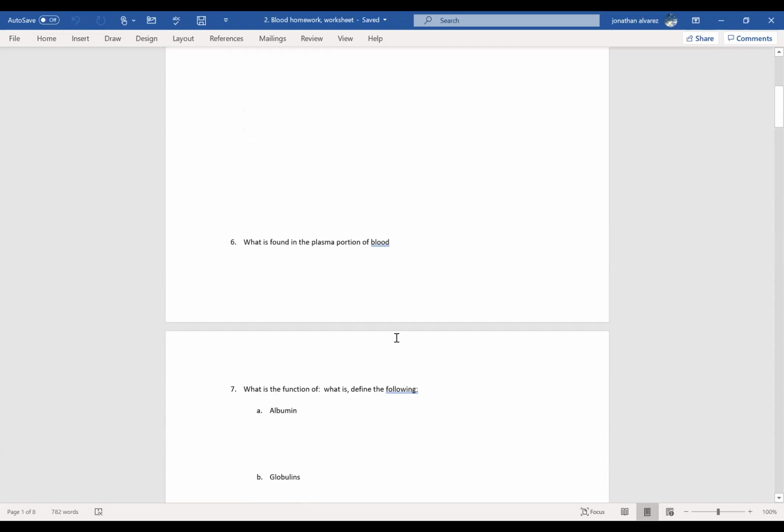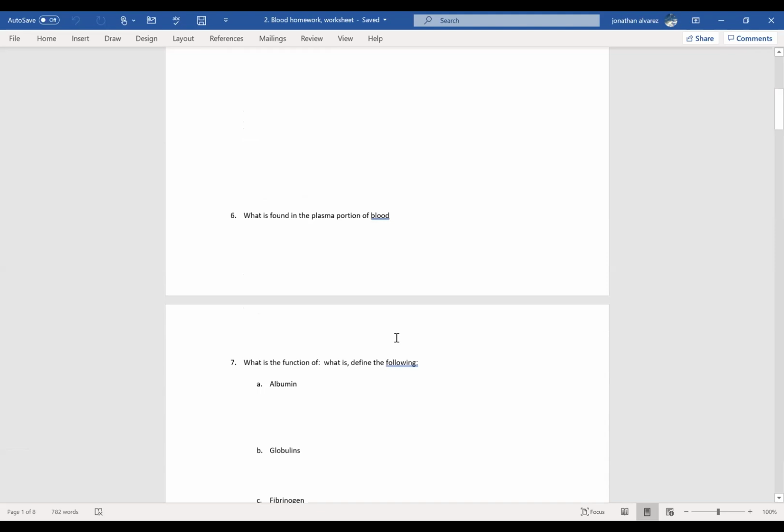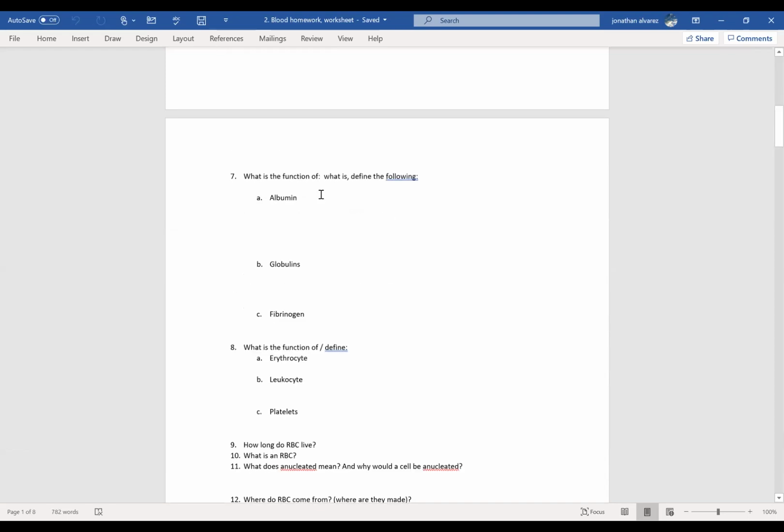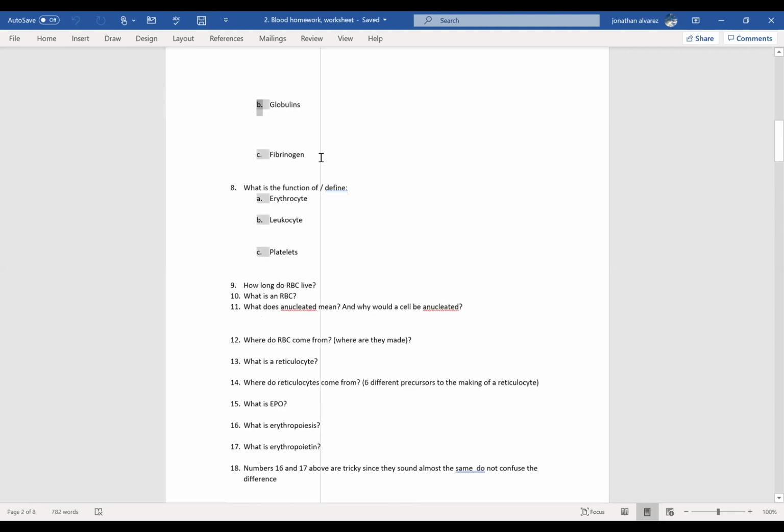A lot of this is, quite frankly, pretty easy to find in the notes and write about. What things are found in the plasma portion of blood? I had a bunch of pictures of that. These were pretty clear. What is the function of albumin, globulin, fibrinogen? These are proteins.